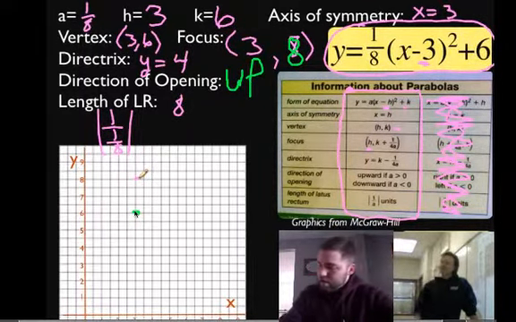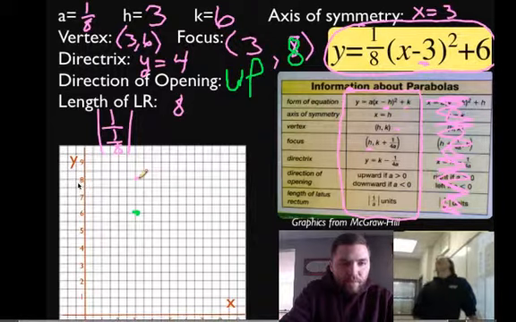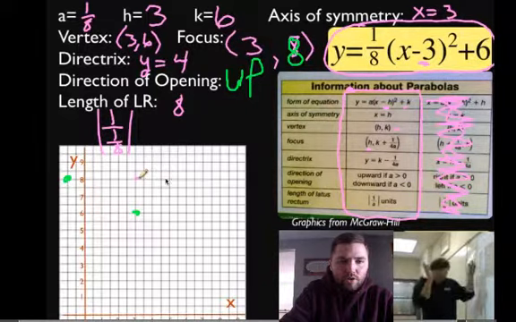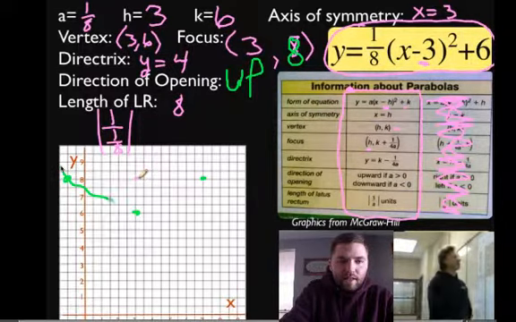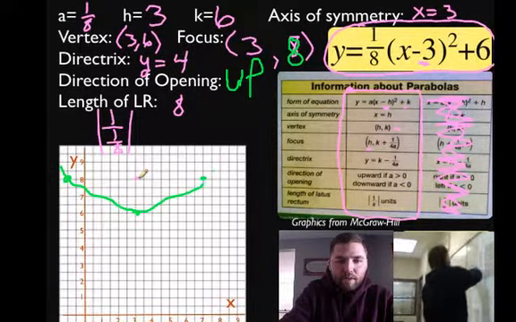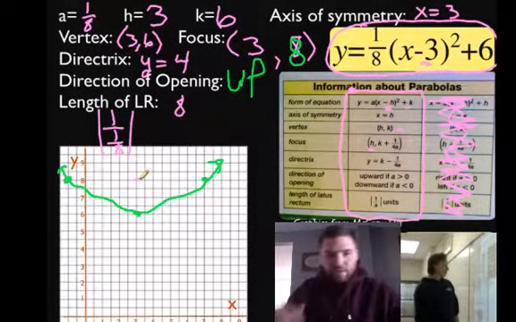And the length of our LR, that tells us a lot, actually. What did we figure out? Was it 8? So that means the width here of the parabola is 8. So from the focus, I'm going to go over 4. 1, 2, 3, 4 in that direction, and 1, 2, 3, 4 in that direction, and draw my way in here. So there's the parabola.